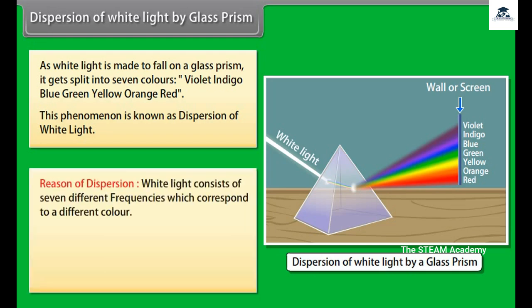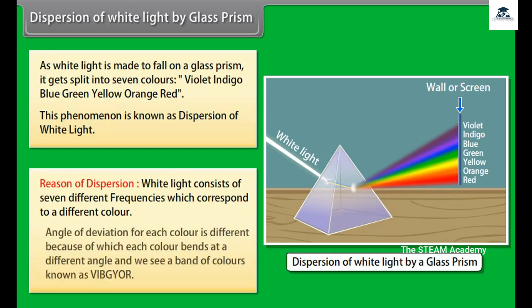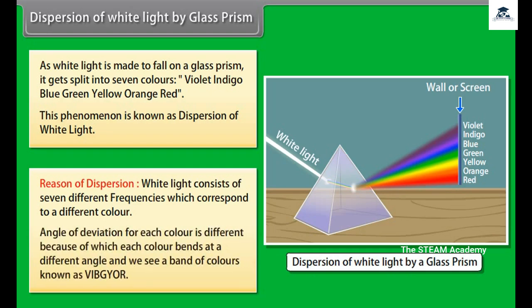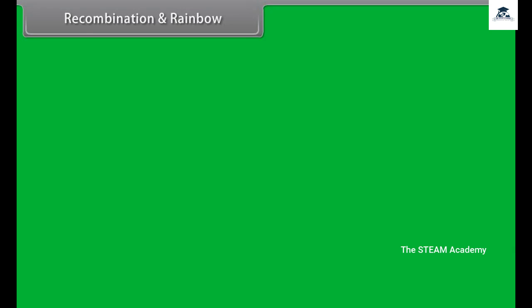Reason of dispersion. White light consists of 7 different frequencies which correspond to a different color. Angle of deviation for each color is different, because of which each color bends at a different angle, and we see a band of colors known as VIBGYOR.